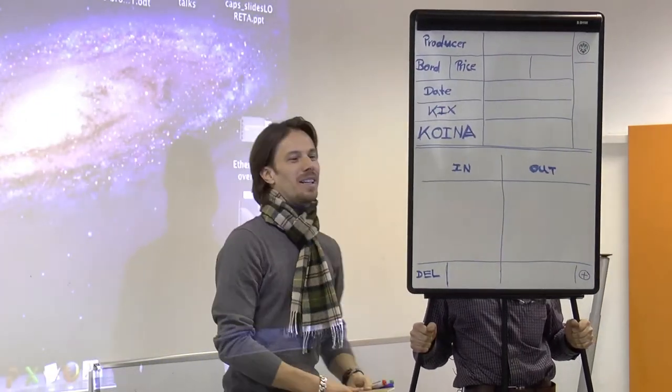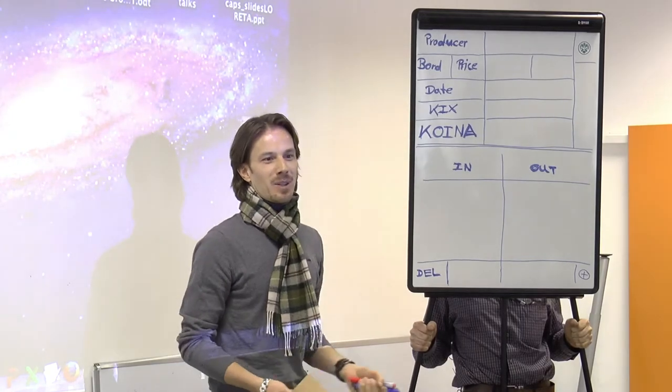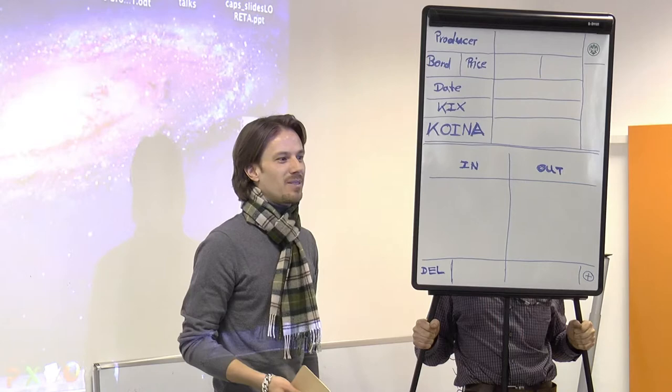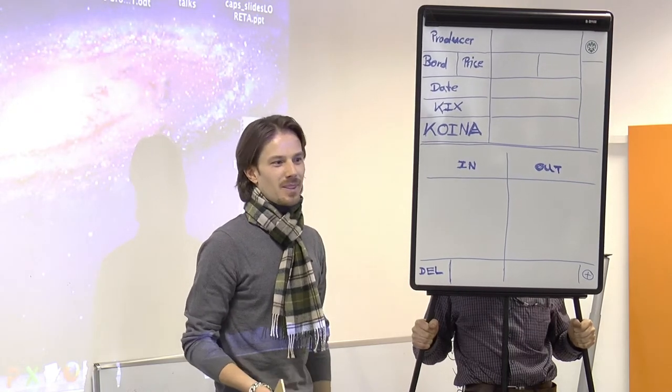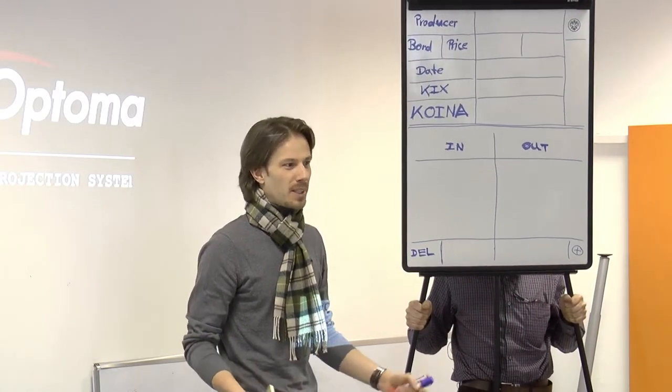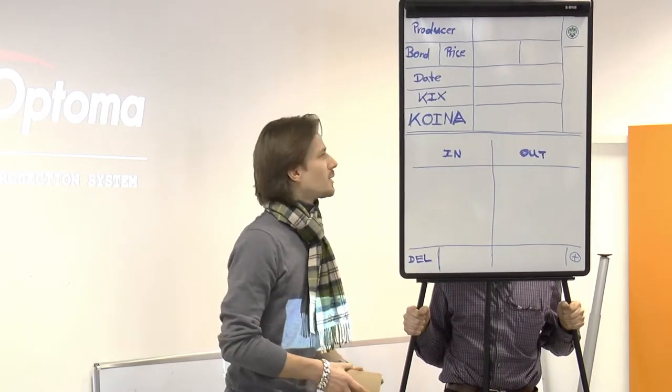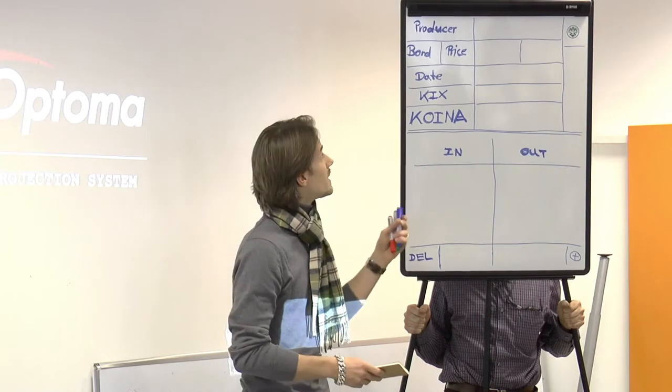Thanks. So, we all agree that there's something wrong with our monetary system. And it was mentioned that cryptos haven't really solved any monetary problem yet, or so far. So that's why we came up with Koina. And Koina basically is this.